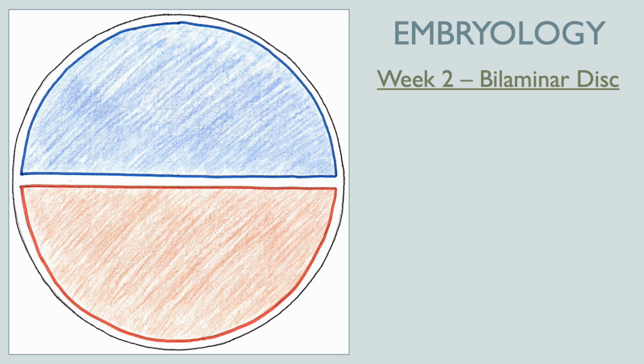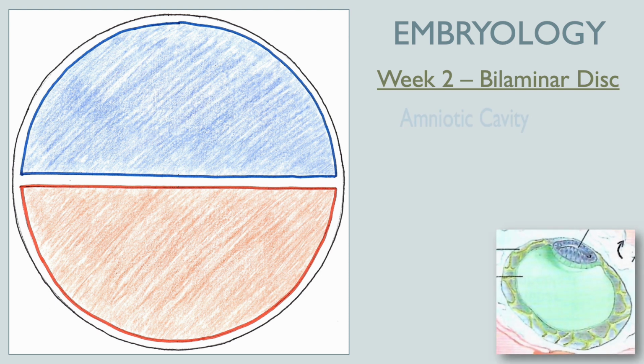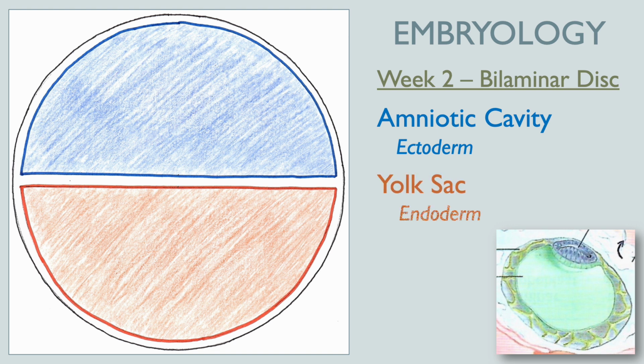At week 2, after the union of the sperm and the egg, we have a bilaminar disc. In traditional embryological texts, it is pictured like this. The blue region on the top is the amniotic cavity, where the ectoderm develops. The orange region at the bottom is the yolk sac, where the endoderm develops.